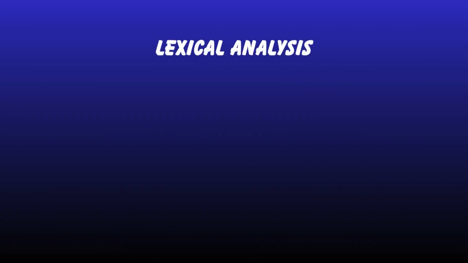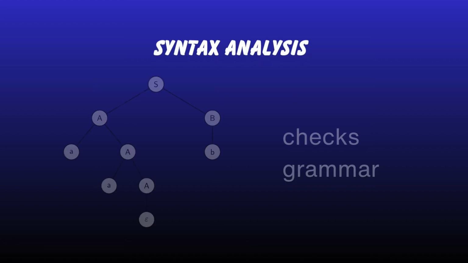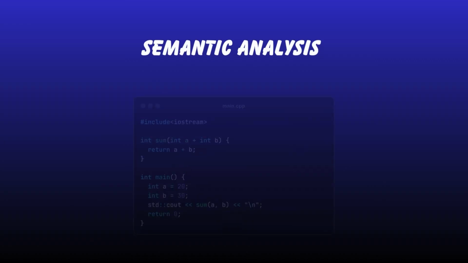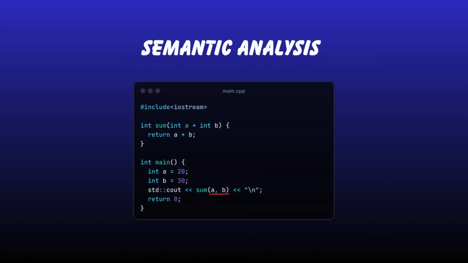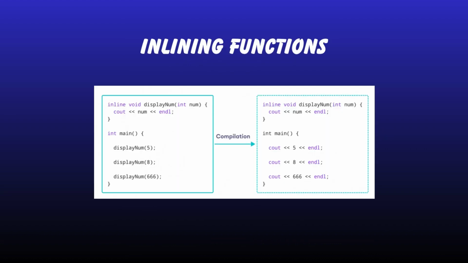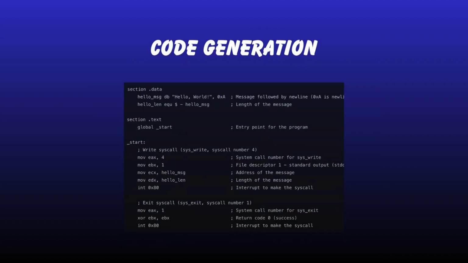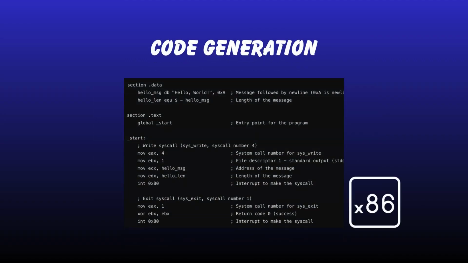Key steps inside the compiler. Lexical analysis. Breaks code into tokens, keywords, variables, operators. Syntax analysis. Builds a parse tree to ensure grammar is correct. Semantic analysis. Checks meanings, like is this variable declared? Or does this function return the right type? Optimization. Smart compilers like GCC optimize for speed or size, inlining functions, removing dead code. Code generation. Outputs assembly code, specific to your target architecture.